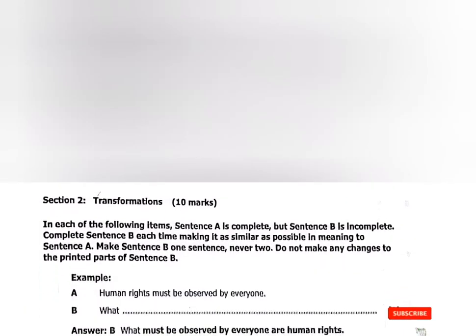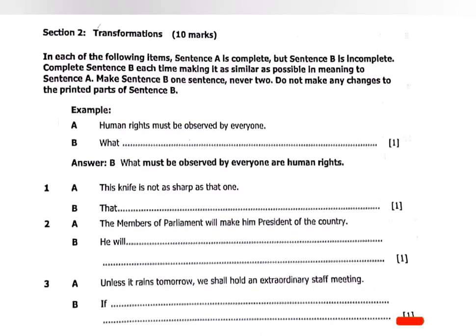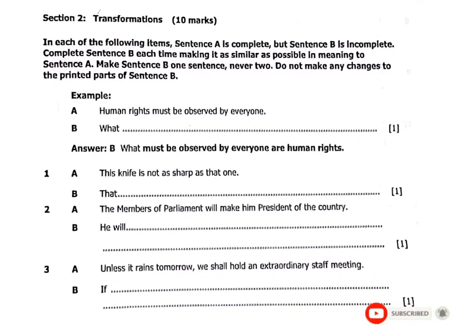Alright, so this is English Paper 2, 2022 GCE. Specifically, I'm going to answer the transformations, which are rewrites. An example is saying, "Human rights must be observed by everyone." Then B is saying "What" dash. The correct answer here is: what must be observed by everyone are human rights.